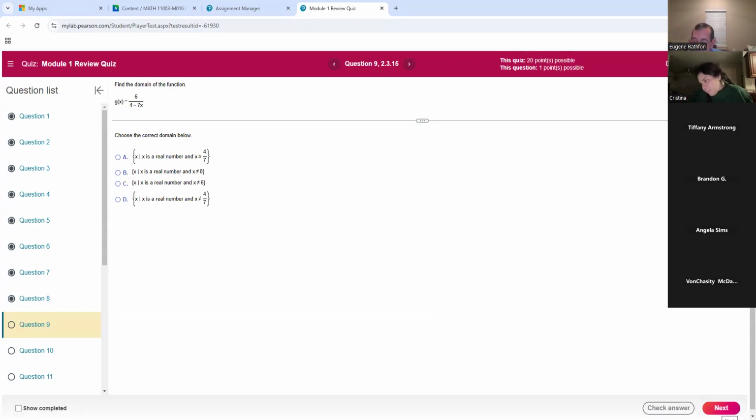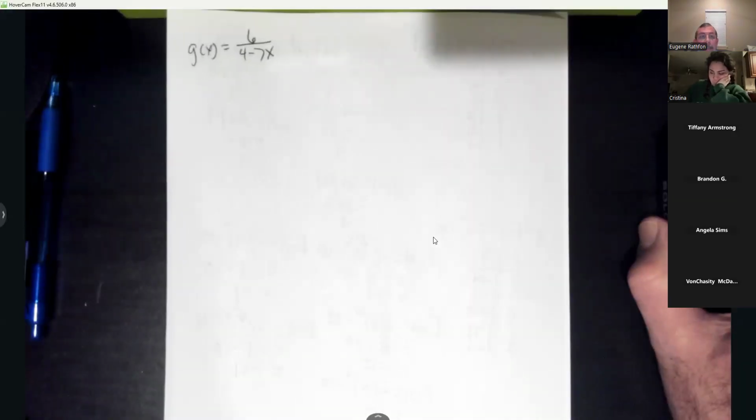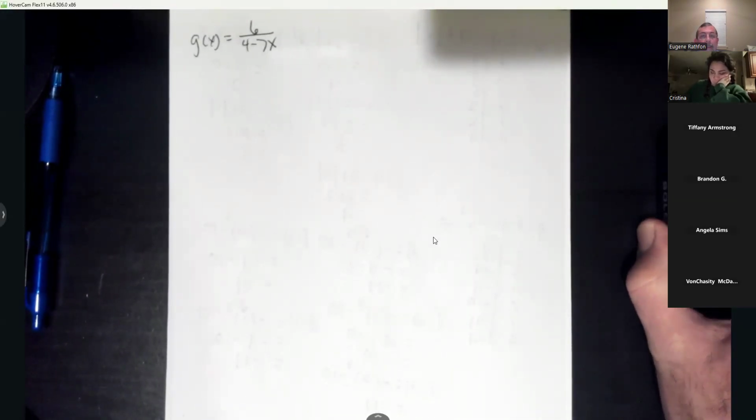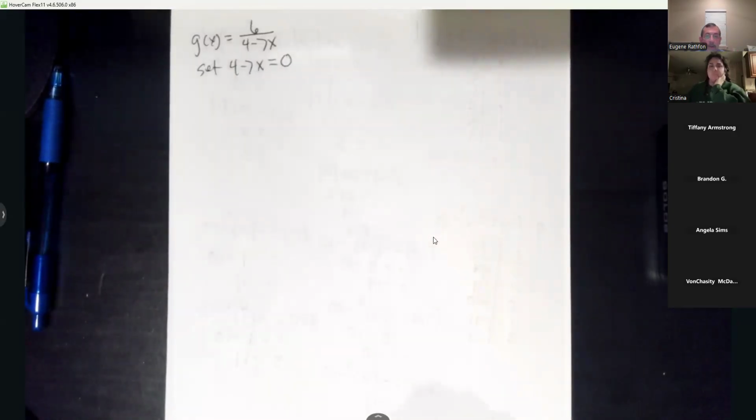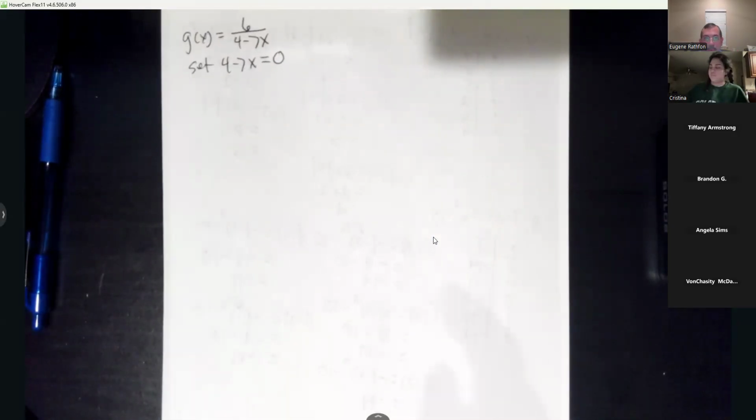All right, then we start getting into the domain. So what I got, g of x equals 6 divided by 4 minus 7x. All right, y'all, so the trick is to solve the bottom for the x. Once you solve that for the x, kick that number out of your domain, okay? So I basically set the bottom equal to 0. Once I solve that, then I'll have my number I'm kicking out of my domain.